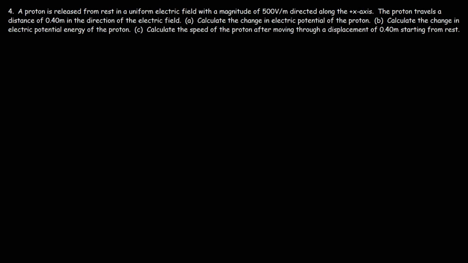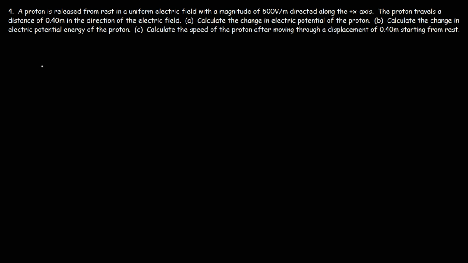Number 4. A proton is released from rest in a uniform electric field with a magnitude of 500 volts per meter directed along the x-axis. The proton travels a distance of 0.4 meters in the direction of the electric field. Calculate the change in electric potential of the proton.